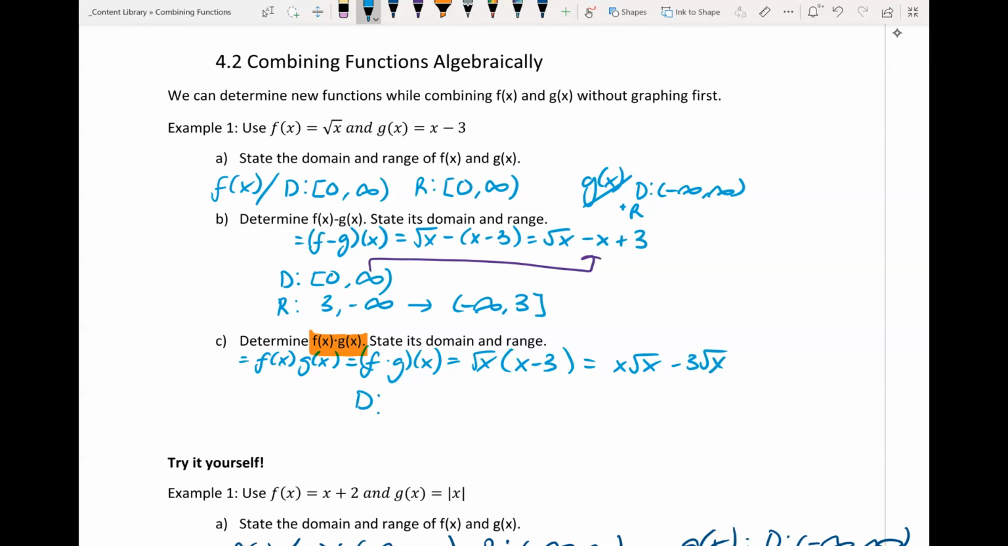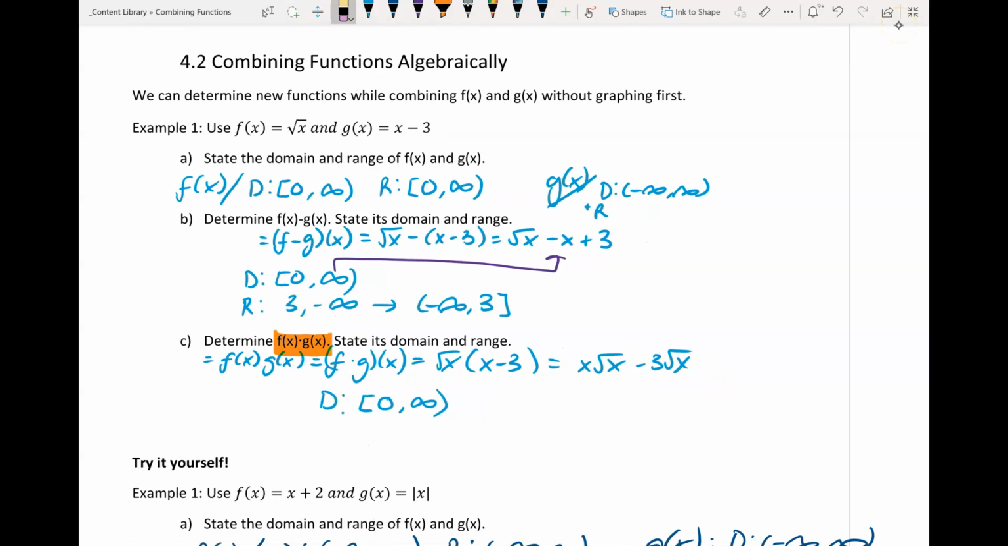For our domain, very similar to part B, we cannot insert any negative numbers into our square root sign, so our limitation is no negative numbers. So we can insert any number from 0 onto infinity. Then for your range.